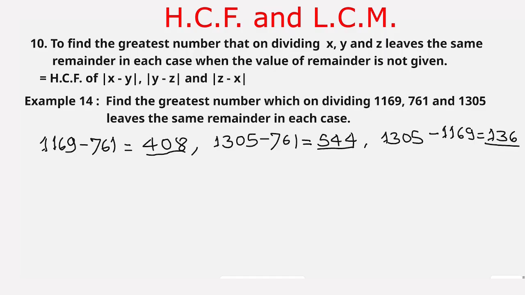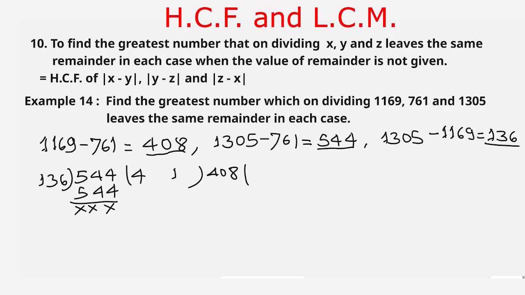So we divide 544 by 136. 136 divides 544 four times, and the remainder is 0. So the H.C.F. of 544 and 136 is 136. Now we divide the next number 408 by 136, and 136 divides 408 three times. So the H.C.F. is 136. So that greatest number is 136.